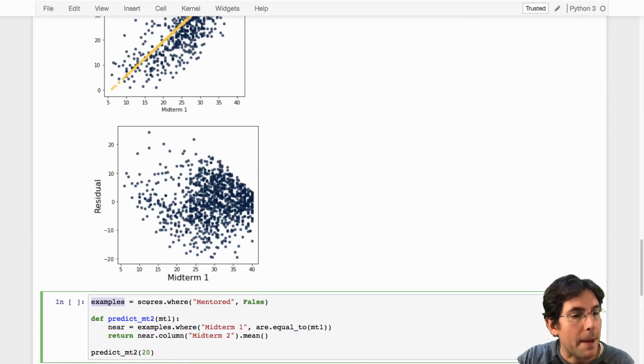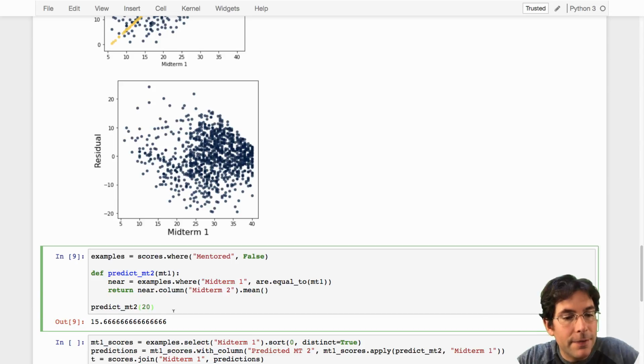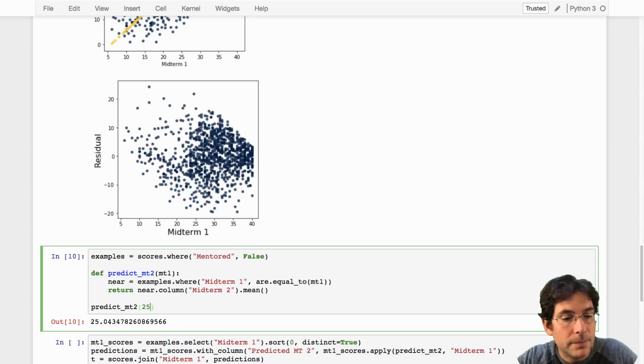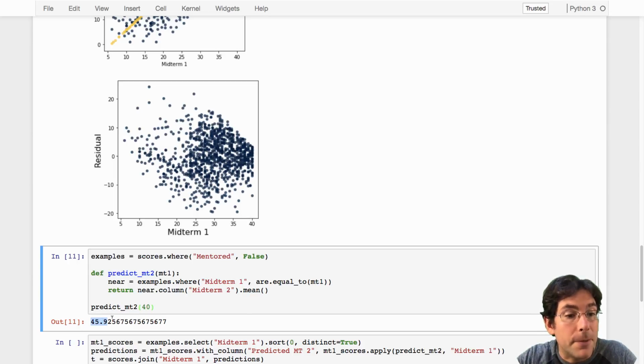We're going to take all the examples in the control group. We're going to write a function that predicts midterm 2 based on midterm 1 just by grabbing all the examples with that midterm 1 score and averaging their midterm 2 score. And then we can ask, what's a predicted midterm 2 score if the midterm 1 score is 20? Well, how about 15.6? And if they got a 25, then we'll assume they got like a 25 on midterm 2. And how about if they got a 40, the perfect score on midterm 1, then they're probably going to get around a 45.9 on midterm 2.